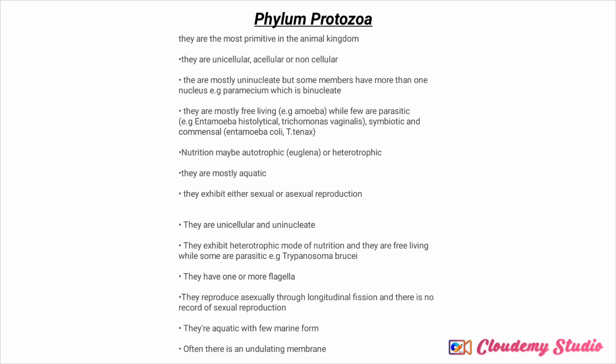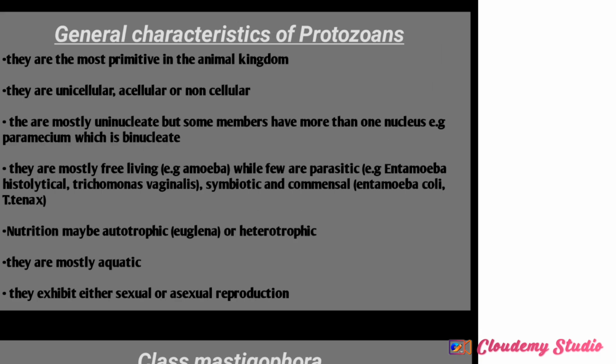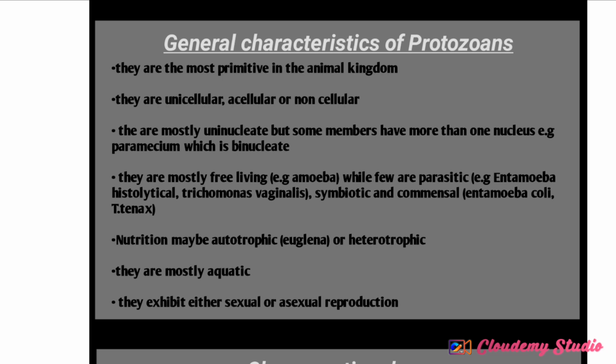Moving on, let's talk about the general characteristics of the phylum Protozoa. Now, they are mostly unicellular. That is the first thing that you have to note. They are unicellular, they are acellular or non-cellular. They are the most primitive in the animal kingdom. Remember I said their name is derived from two Greek words, proto and zoon, that is Protozoa, which means first animals. So they are the most primitive in the animal kingdom. They are mostly uninucleate, having only one nucleus, while some can have more than one nucleus, like Paramecium caudatum, which has two nuclei.